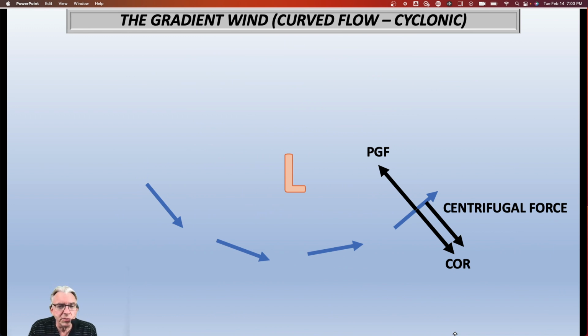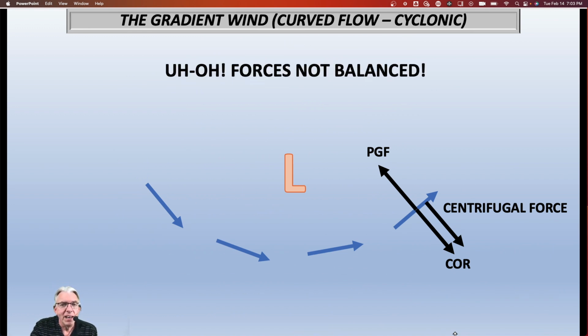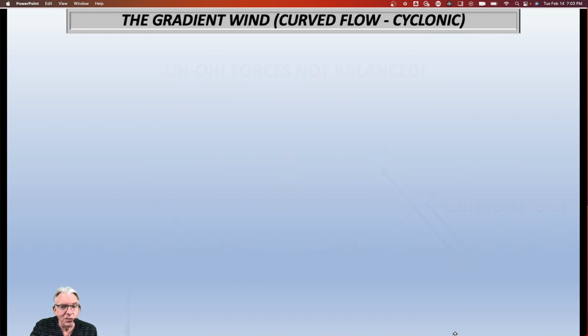So now you've got one force going to the left and you've got two forces going to the right, and we no longer have a balance, okay? So let's look at this in more detail.